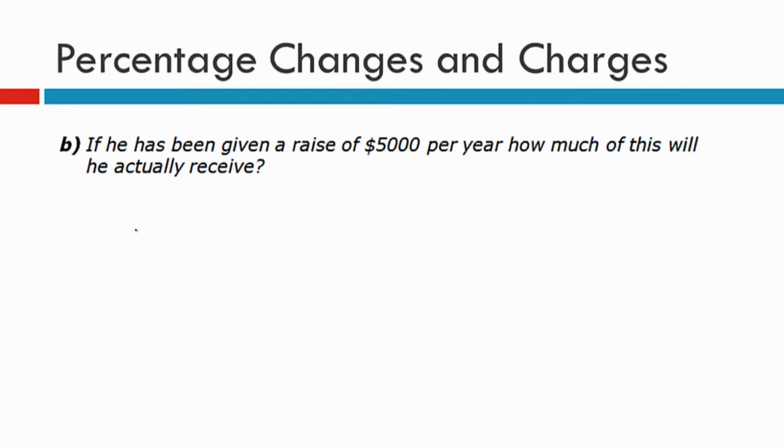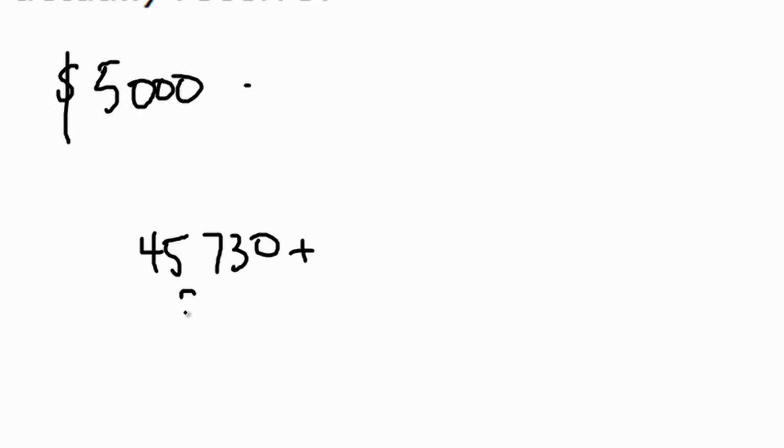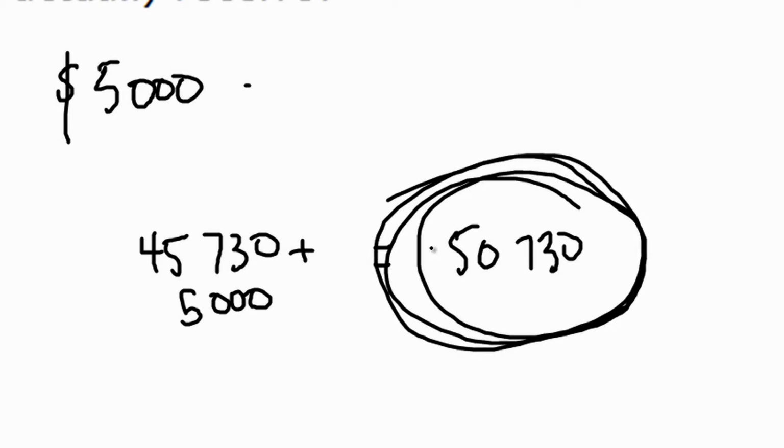Part B says, if he has been given a raise of $5,000 per year, how much of this will he actually receive? Well, he had already a salary of $45,730. Adding $5,000, he gets $50,730, which still gives him the same tax bracket. So we don't need to worry about that anymore. We know that on the $5,000 he's still going to be paying 30 cents.